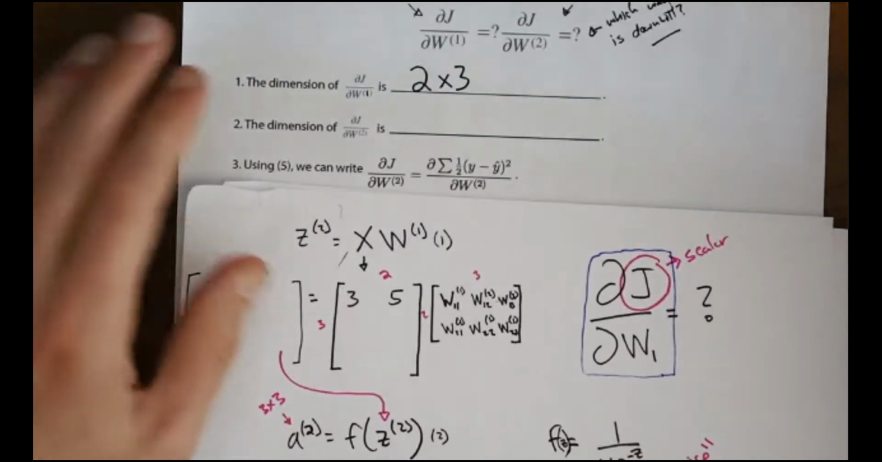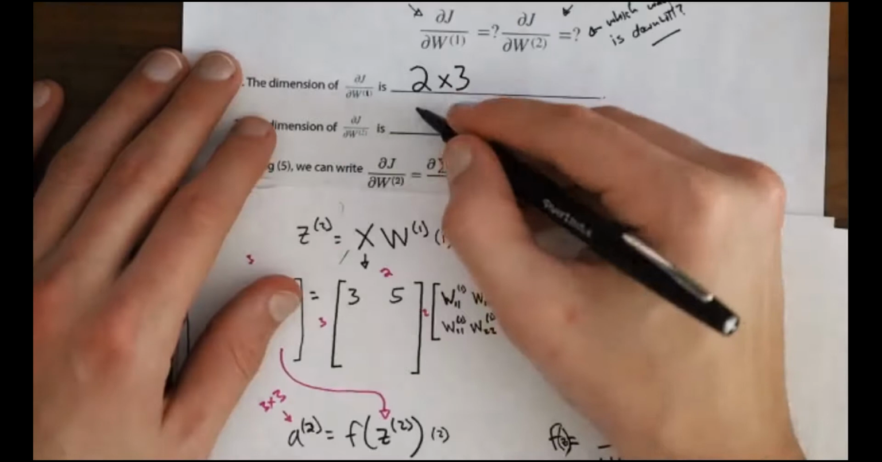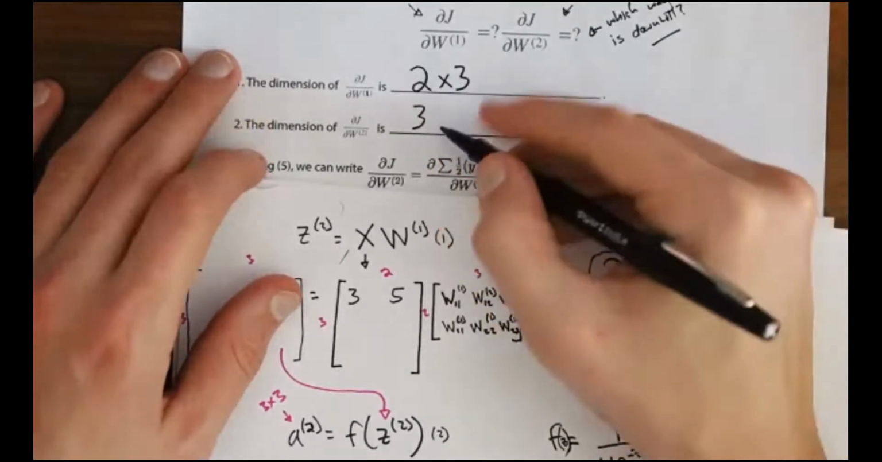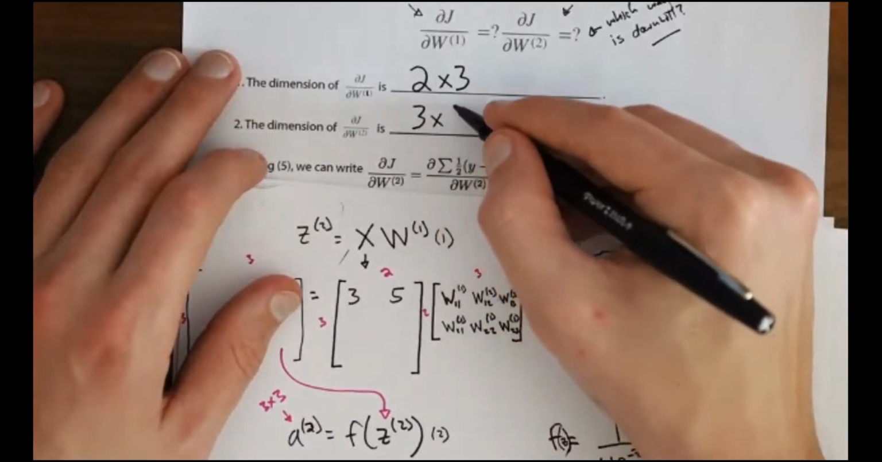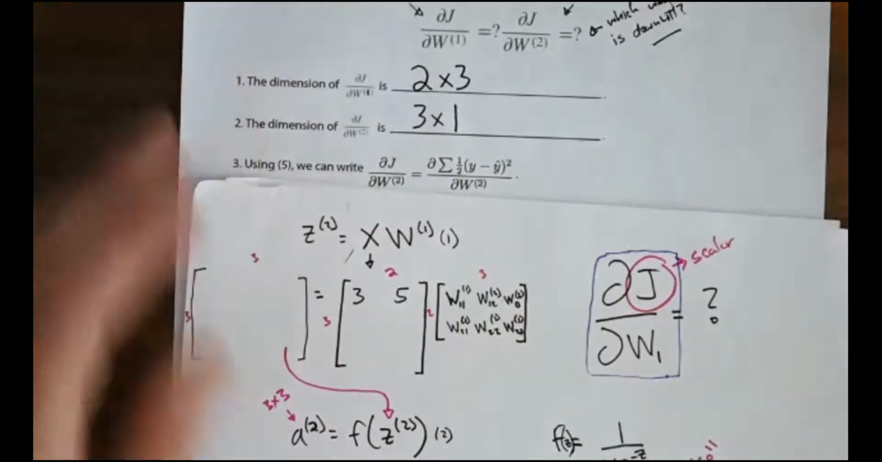Yeah, it's a 3 by 1. Yep, perfect, Sumak. Yep, great. So it's just like W2. It's the same dimension as W2. So it's going to be a 3 by 1. Okay. Alrighty.